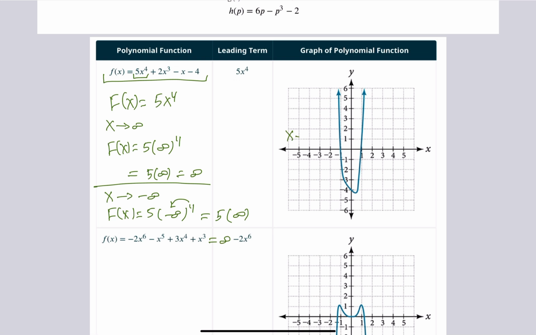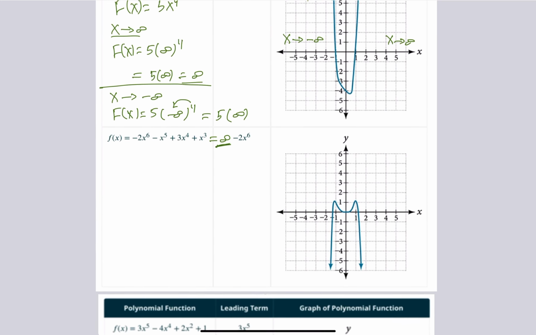Let's just double check our answers. We have as x tends to negative infinity. What did we get? We got f of x equals infinity, which is in fact correct. Now as x tends to infinity, we also have f of x equal to infinity, which is also true.